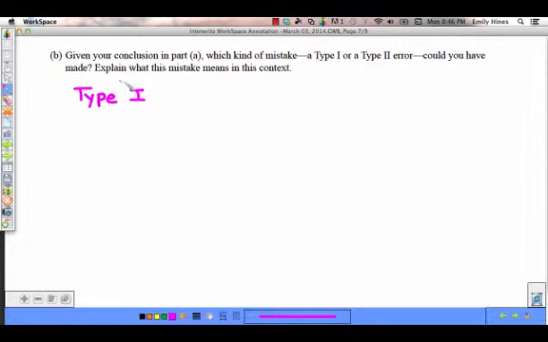So what does this mistake mean in context? It is possible that the drivers do not really average greater than 25, and we just think that that is the case. Okay, that's what this means. This is when I rejected when I should have failed to reject, so that means I think that the average speed of drivers in this construction zone is greater than 25. In reality, it might not be.